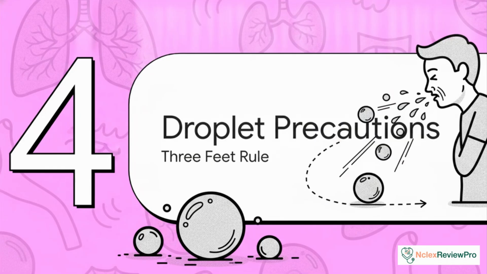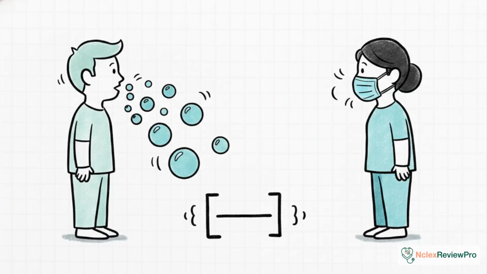Section 4, Droplet Precautions and the 3 feet rule. Okay, the magic number you need to lock into your brain for droplets is 3 feet. That's roughly how far these heavy droplets travel in the air before they just fall to the floor. The heavy hitters you'll see here are influenza, bacterial meningitis, pertussis, which is whooping cough, and mumps.